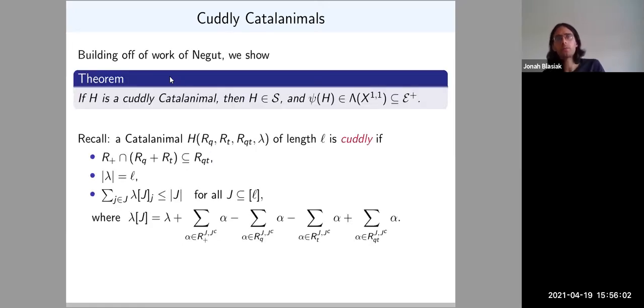Oh, sorry, that's not quite our next result. We'll get there in a second. Building off of some work of Negut on the shuffle algebra, we showed the following. Any cuddly cattle animal does belong to the shuffle algebra, and not just the big shuffle algebra. I mentioned before, not all cattle animals belong to the shuffle algebra. And what's more, if you go to the elliptic Hall algebra, you get something that lies in this X_11 space.